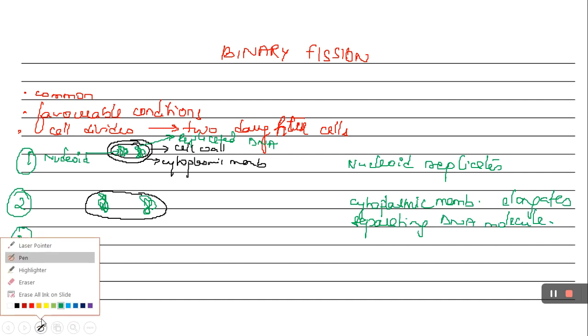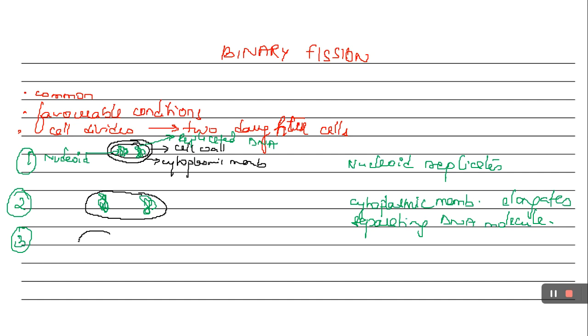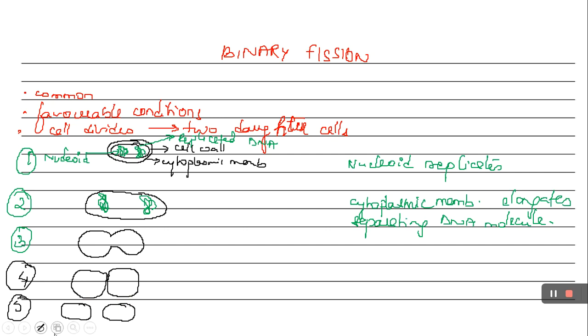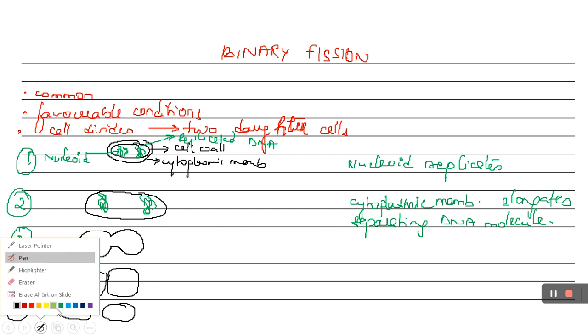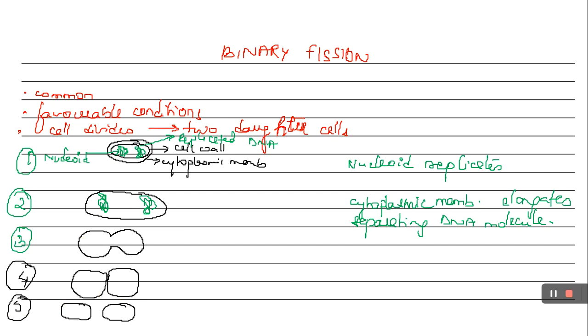Okay, I will draw the cell for 3, 4, 5 also, otherwise I have to change the color in the meantime. So number 4 is again separation of the cells, and number 5 is two daughter cells are formed. Don't go with the size of the cell right now. Just remember that the size of the cell is smaller than the parent cell. And it will be a double layered plasma membrane and cell membrane. I am not drawing that.